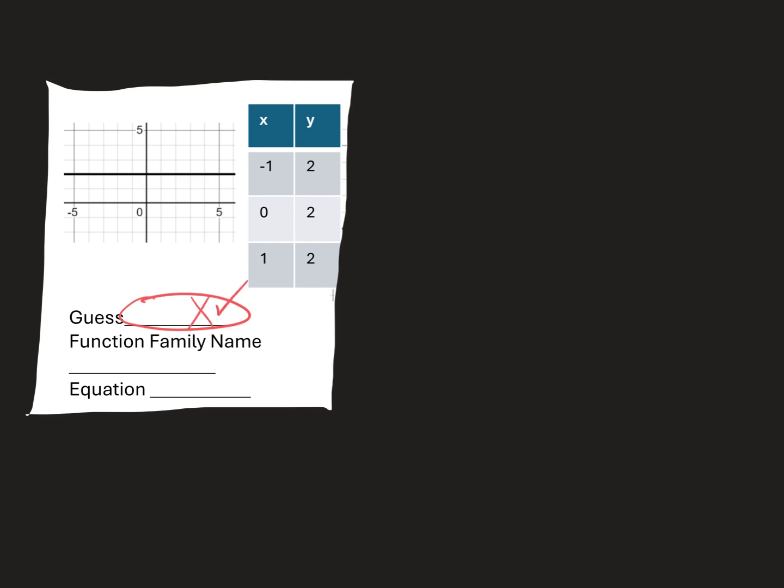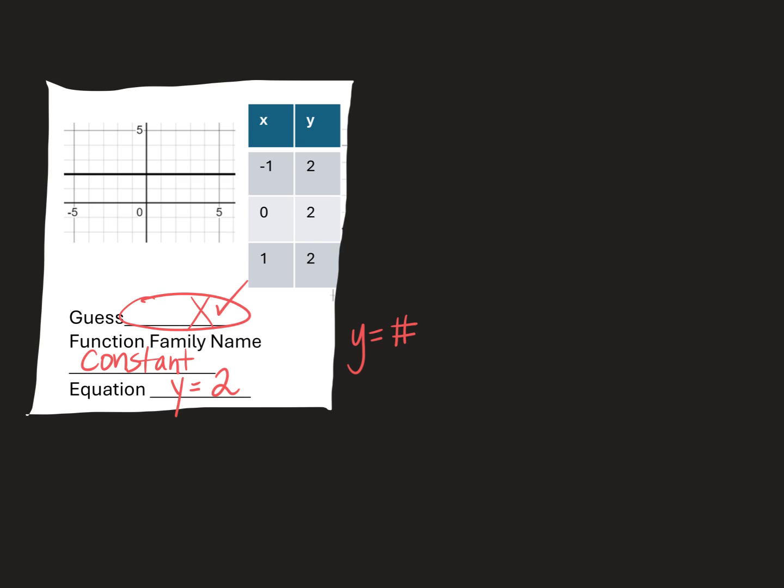And this is actually called a constant function. A lot of students will write line for this one, which is true. This is a linear graph. It is a linear function, but it is best named a constant function. And the equation for this particular constant function is y equals 2. As long as y equals a number, no matter what that number is, then that is a constant function.